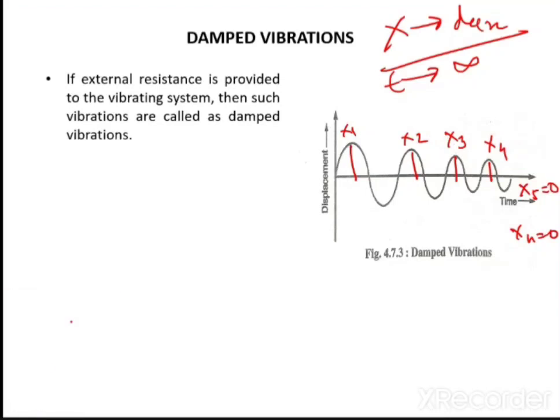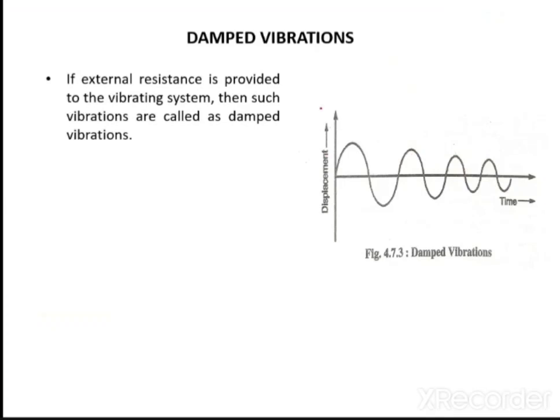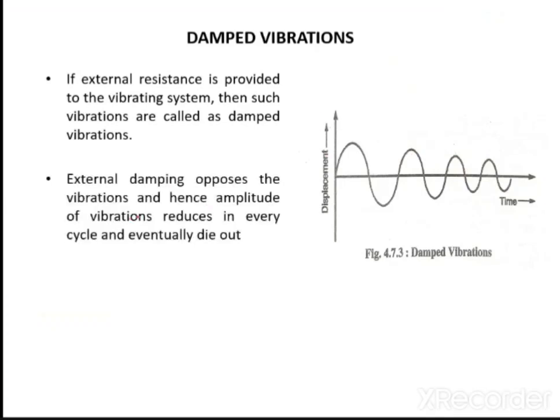Okay. So is it clear what is exactly happening here? External damping opposes the vibration. Basically, what happens in undamped vibration? There is no external damper, but there is an air resistance, and air resistance is negligible, so that process becomes slow. But here you are providing an external damper which you have designed artificially. So it's a design component or design element.